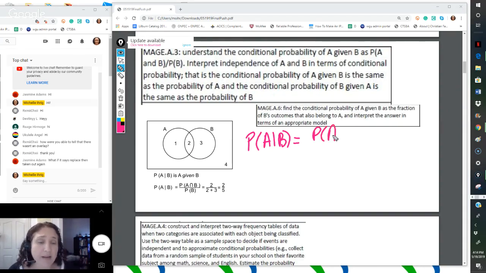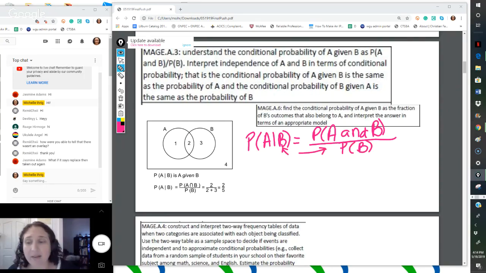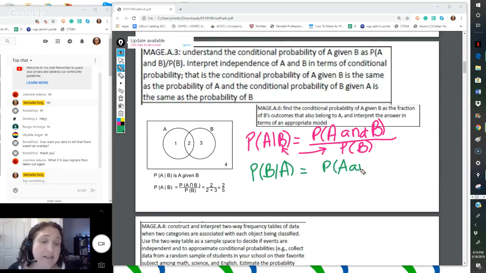So the formula is this. And the probability of B goes on the bottom. Whatever is last will always go on the bottom. So if they ask you, what's the probability of B given A? You know the numerator is always going to stay the same. And the denominator is now going to be A.